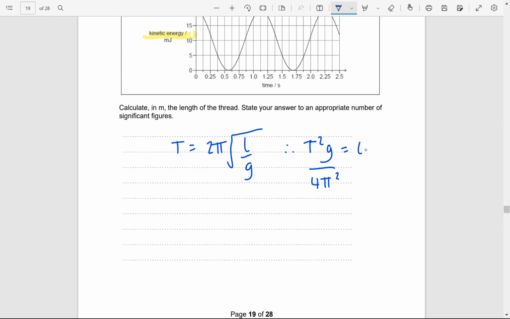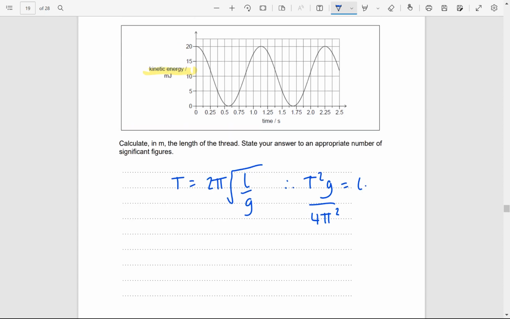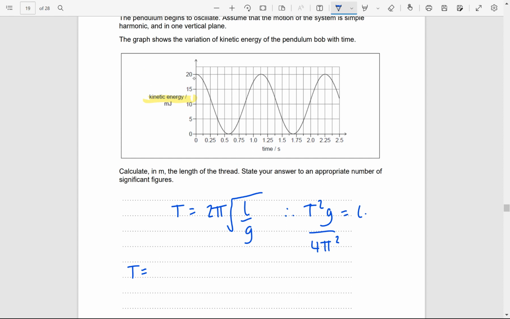Is the length. So T is not 1.25 because it's kinetic energy. It's not amplitude, it's kinetic energy. So we're starting from maximum kinetic energy. So here is kind of equilibrium. Let's say equilibrium, and then it goes to maximum left point. Then it goes to equilibrium, maximum right point, and then back to equilibrium here.